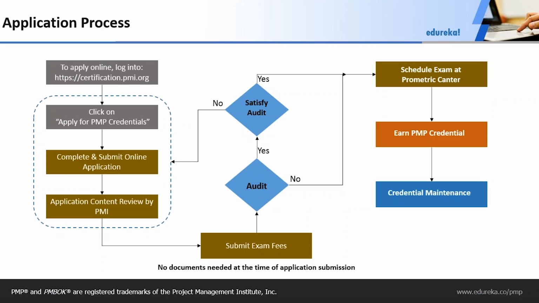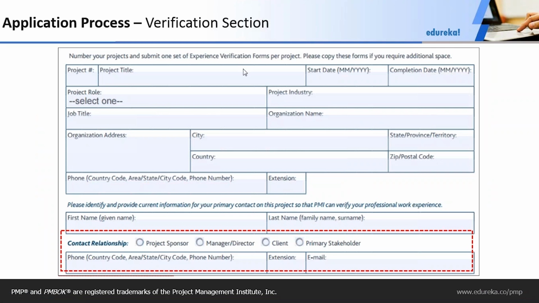And moving on to the next level of detail, this is your application verification section. When you go to the PMI website and start filling up the application form, it will guide you through the entire steps. I will not take you through the entire process, but I will highlight a couple of very important sections. I told you that you need to document your 4,500 hours of experience, no matter how many projects you worked on during that duration, but you need to document each and every project.